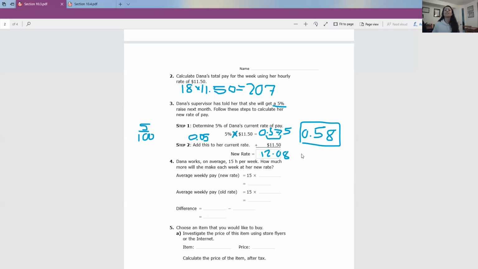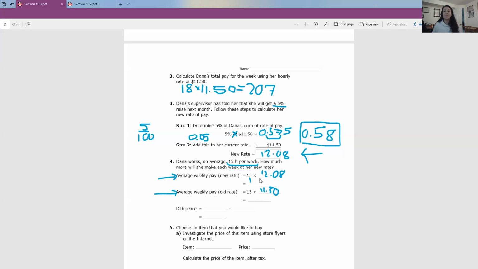All right, so this right here, I'm going to put a little arrow. That's her new amount that she's going to be making. So Dana works on average 15 hours a week. How much more will she make at her new rate? So we're going to look at what she would make with her new rate and what she would make with her old rate. So remember, to calculate her earnings, take her wage and multiply by the hours. So her new rate is $12.08. Her old wage was $11.50. Okay, and we're going to each multiply them by 15 hours and we're going to compare.